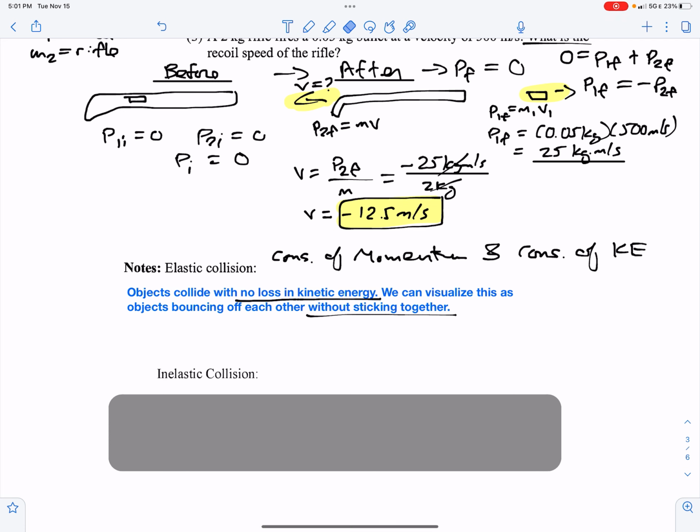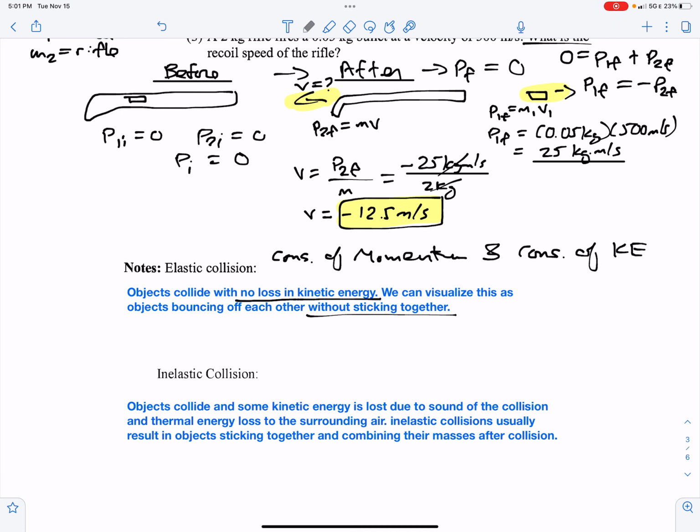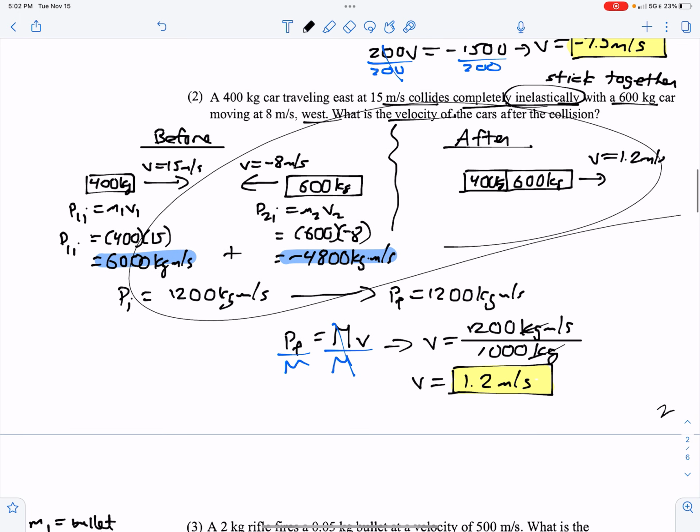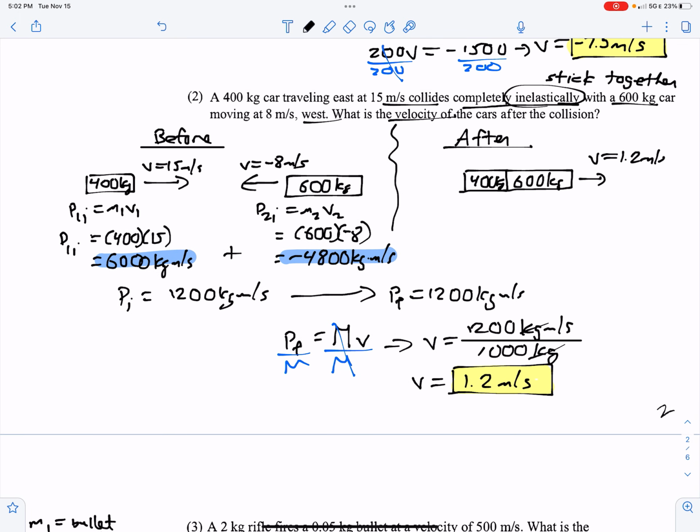In an inelastic collision, by contrast, you're going to have a loss in kinetic energy. Okay, so this one is only conservation of momentum, and there's a loss in kinetic energy. Kinetic energy is not conserved, okay? And visually, you can see this as two objects that are sticking together and their masses combine, kind of like we saw in this example here. That's an inelastic collision.